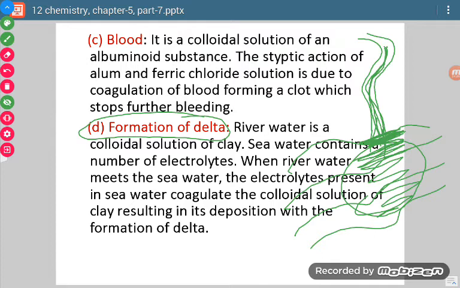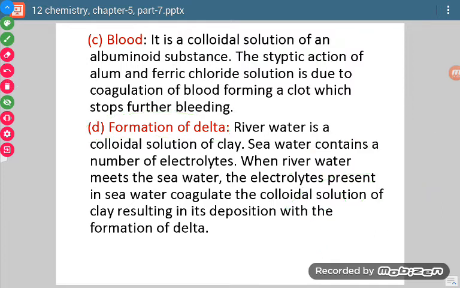Now when this process goes on for many years, there is formation of a piece of land. That piece of land formed is called a delta. And now see, since this piece of land has been formed by the coagulation of minerals only, it is very fertile.